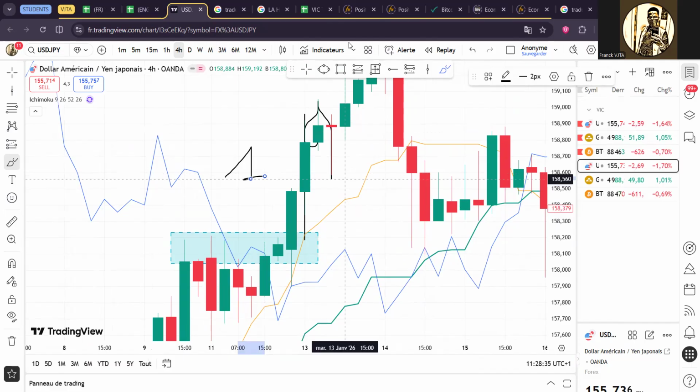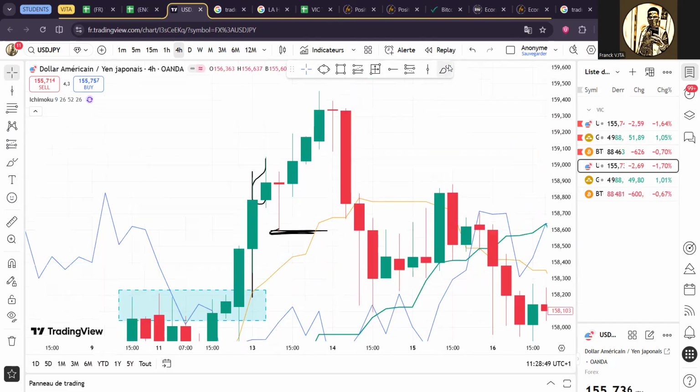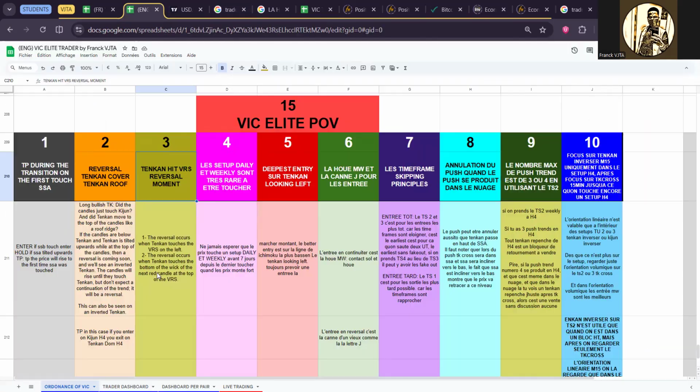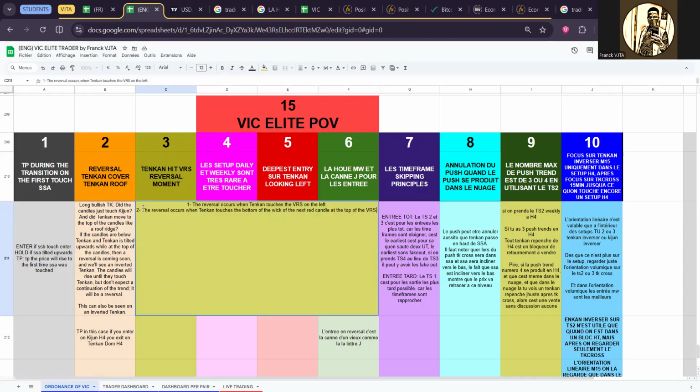But there's another thing. When Tenkan arrives exactly at the same level of this red candle, at the bottom of the wick of this red candle, right? You will see that the candles that are above Tenkan, these candles, will not keep moving to the upside. They will want to reverse to the downside. That's what I'm trying to say here on the second point.